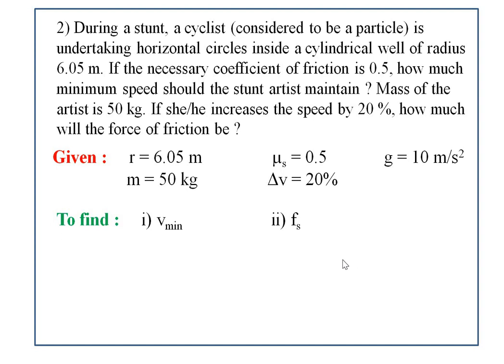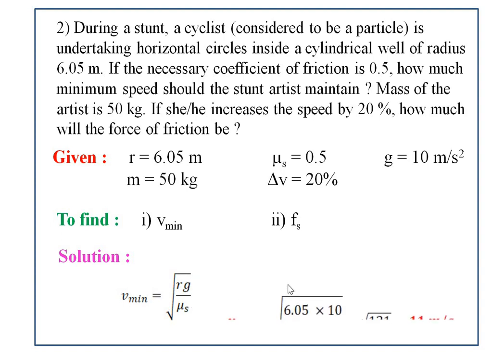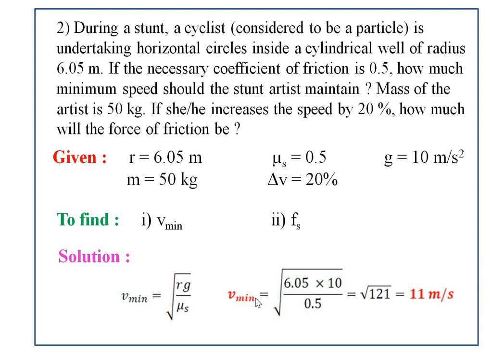So let's see the formula for the minimum speed first. We know that v minimum is equal to under root of rg divided by mu s. Putting the values of r, g and mu s in this equation, we get v minimum equals under root of 6.05 into 10 divided by 0.5. With simple calculation we get under root of 121, and taking the square root, we get the minimum speed 11 meter per second.